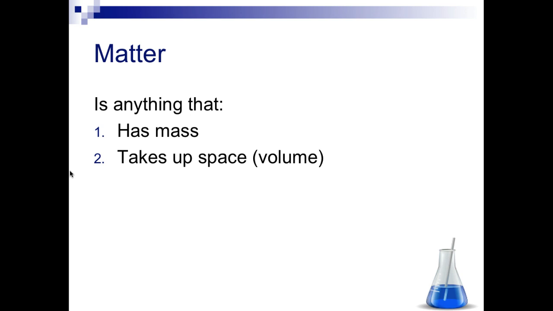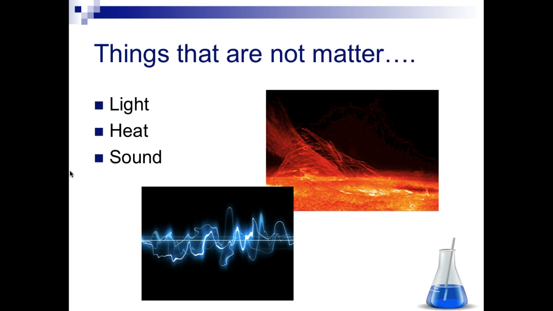Matter is anything that has a mass and takes up space. We know the fact that it takes up space is known as its volume. So anything that has mass and takes up space, we in chemistry define that as matter. Things that are not matter are things like light, or heat, or sound. Those are not matter.